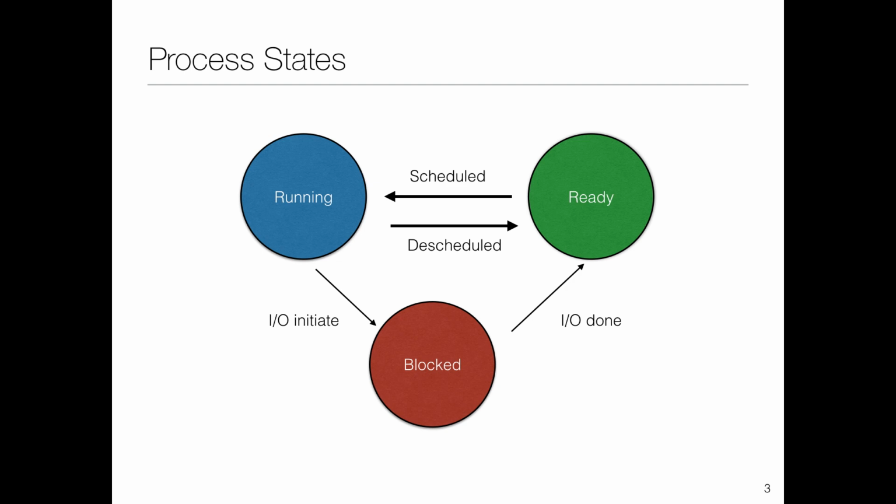A process can be running, it can be descheduled, some other process can get running, and if a process is ready, whenever it gets that opportunity, it then gets running. If there is an input output request, you go into a blocked state, and whenever that request completes, you are again in a ready state.